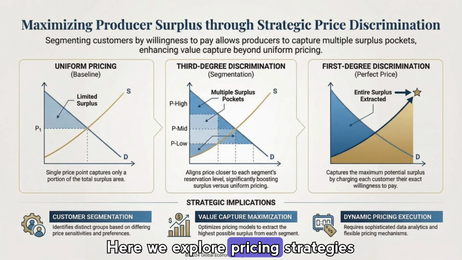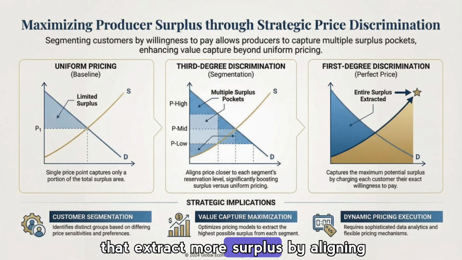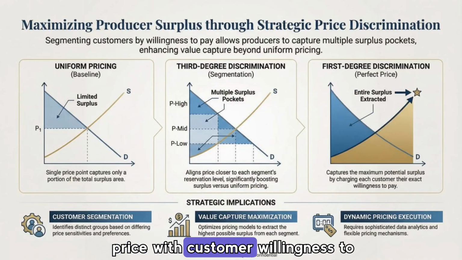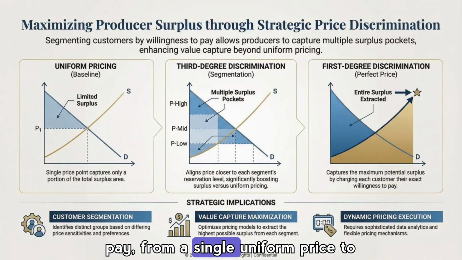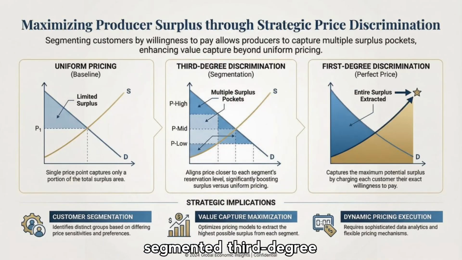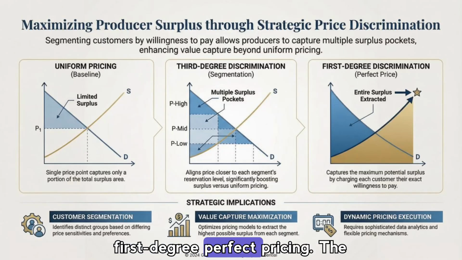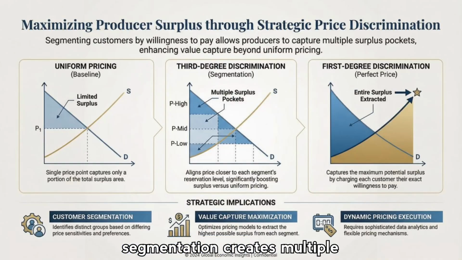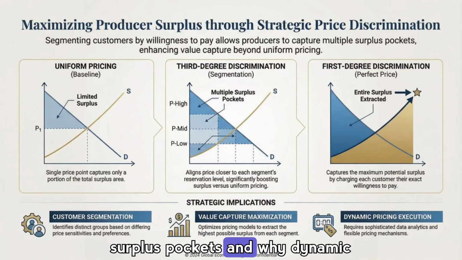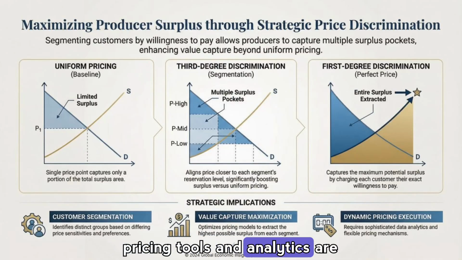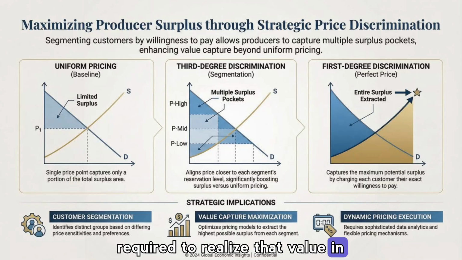Here we explore pricing strategies that extract more surplus by aligning price with customer willingness to pay, from a single uniform price to segmented third-degree discrimination and the ideal of first-degree perfect pricing. The three-panel graphic shows how segmentation creates multiple surplus pockets and why dynamic pricing tools and analytics are required to realize that value in practice.